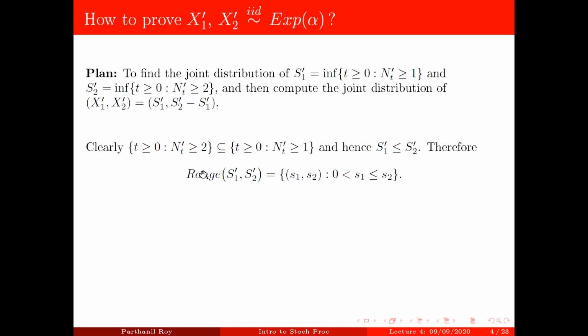Therefore, the joint range of S1' and S2': S1' is positive, we already know, because it's an exponential random variable. So the joint range is the set of all possible small s1, small s2 such that s1 is positive and s1 is less than or equal to s2.